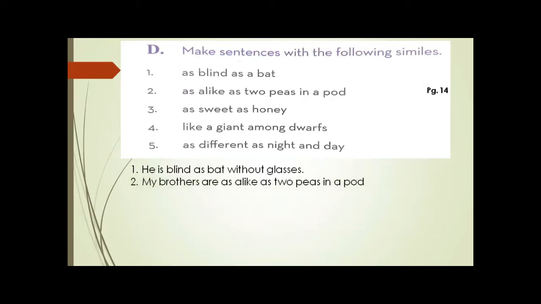My brothers are as alike as two peas in a pod. That means your brothers have a lot of similar things among themselves. Between themselves, or if they are more than two, then among.